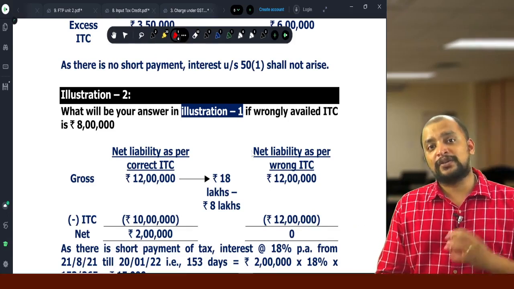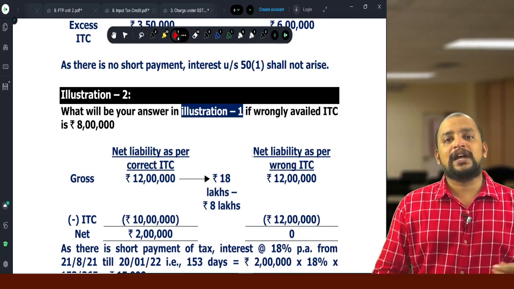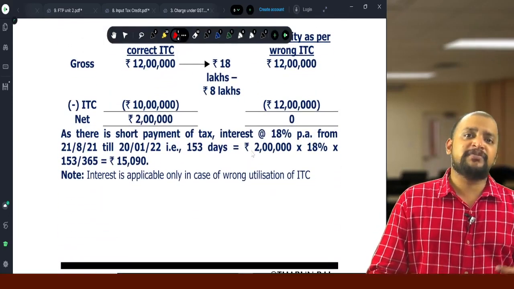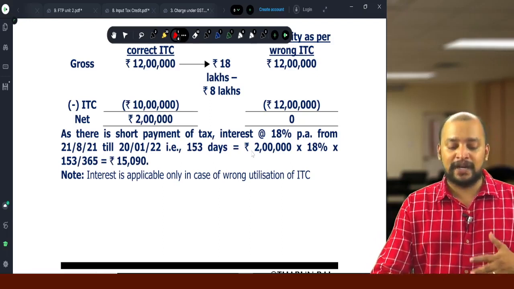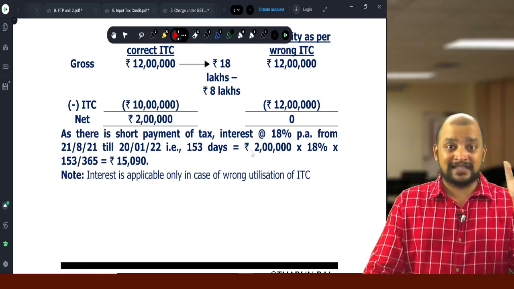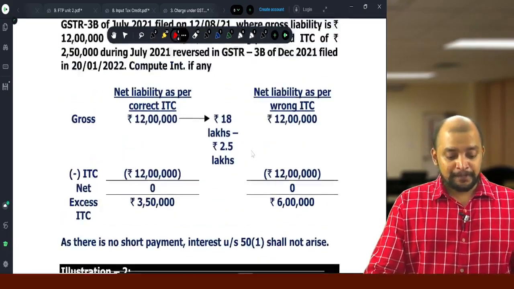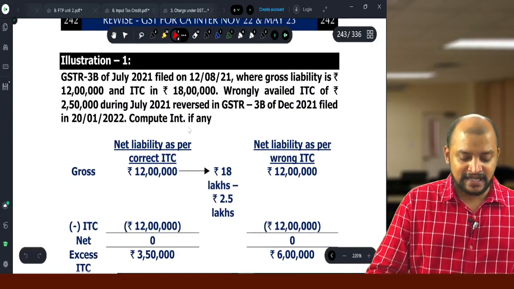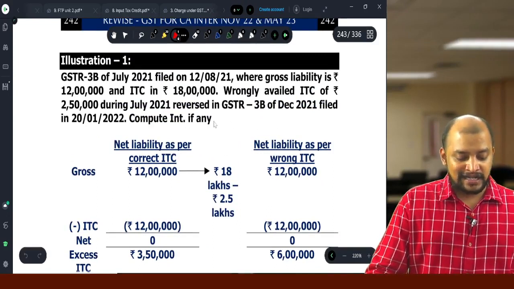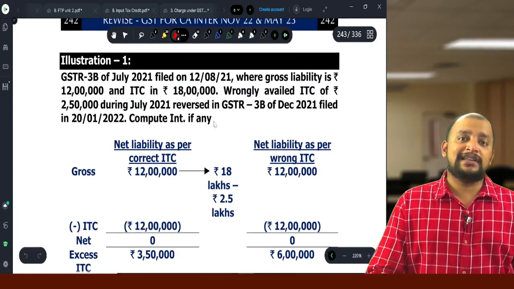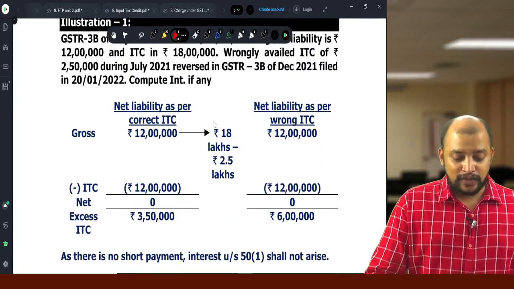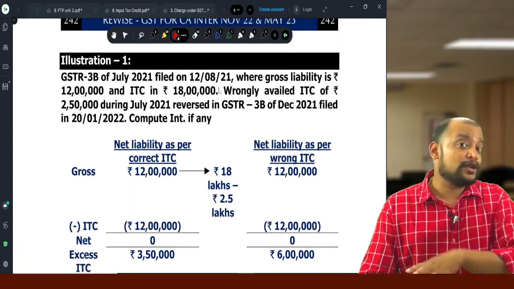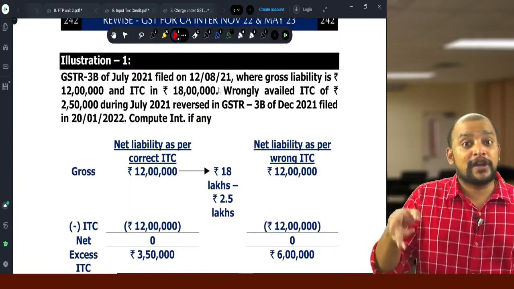So what is the wrongly utilized ITC here? 2 lakhs. On the 2 lakhs, interest will be computed at the rate of 18%. And from when? From the first date after the due date till the date of payment. So 18% is computed on 2 lakhs. That clarity we arrived at. From which date? From the date after availment of ITC. What is the date on which ITC is availed? Wrongly availed ITC, so whenever they file 3B, that date. But here, what is the date on which they filed 3B? 12/8. But here interest is not computed on wrong availment; it is on account of short payment of tax.